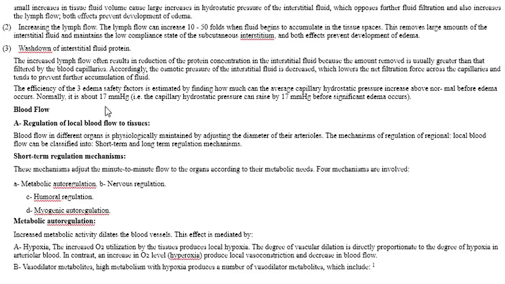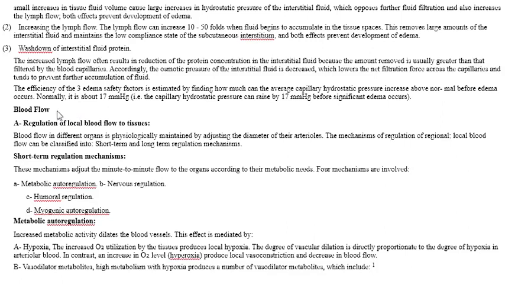Okay, so the efficiency of the three safety factors is estimated by finding how much the average capillary hydrostatic pressure can increase above normal before edema can occur. Normally it is about 70 millimeters of mercury. These are the safety factors.